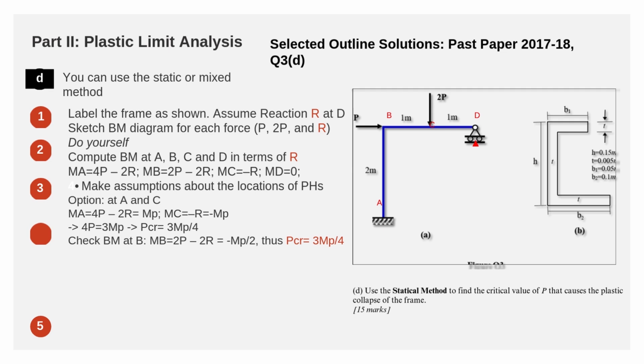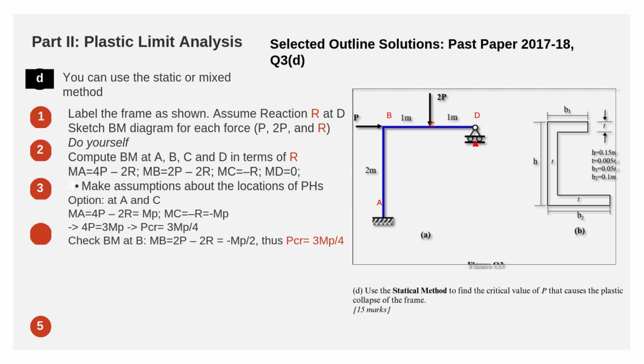Ma equals 4P minus 2R, Mb equals 2P minus 2R, Mc equals minus R, Md equals 0. Make assumptions about the locations of PHs. Option, at A and C. Ma equals 4P minus 2R equals Mp, Mc equals minus R equals Mp. Thus 4P equals 3Mp, so Pcr equals 3Mp/4. Check BM at B, Mb equals 2P minus 2R equals Mp/2, thus Pcr equals 3Mp/4.